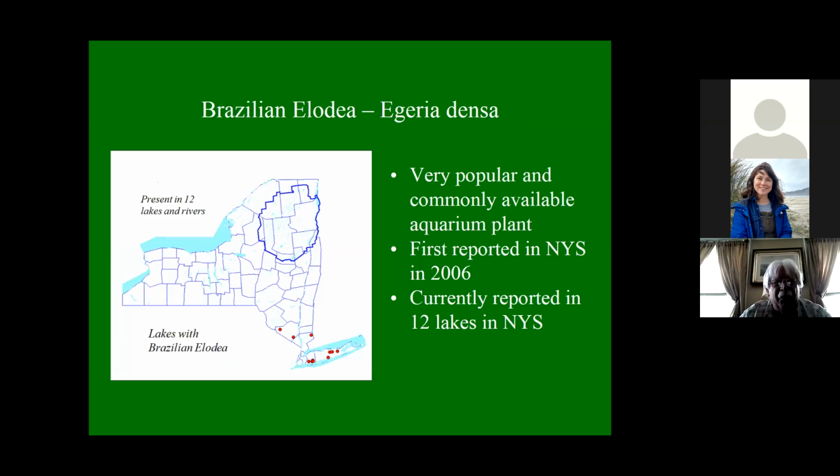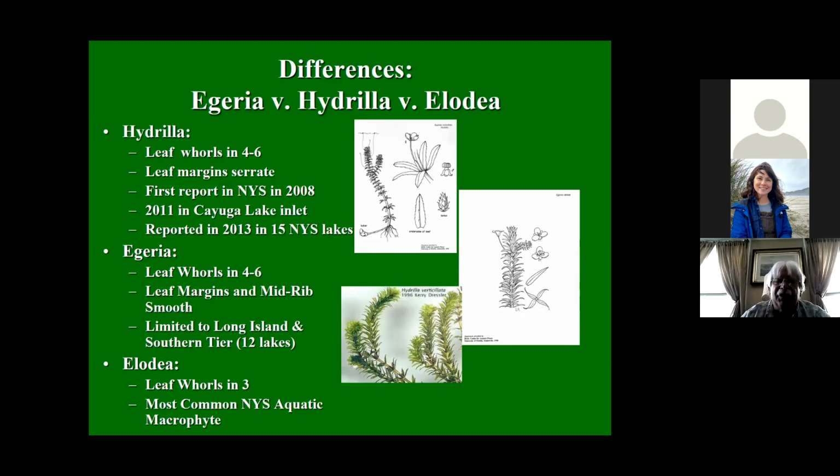Let me start with Brazilian Elodea, one of the first three. At one point, this was one of the most popular aquarium plants, and it was just available everywhere. We first started seeing this one in New York State in 2006, and now it's in about a dozen lakes, mainly Long Island and the southern tier, but we're fearful that it may move north over time. So we're asking people to keep an eye out for it. The question is, how do you tell these three natives from these two invasives?